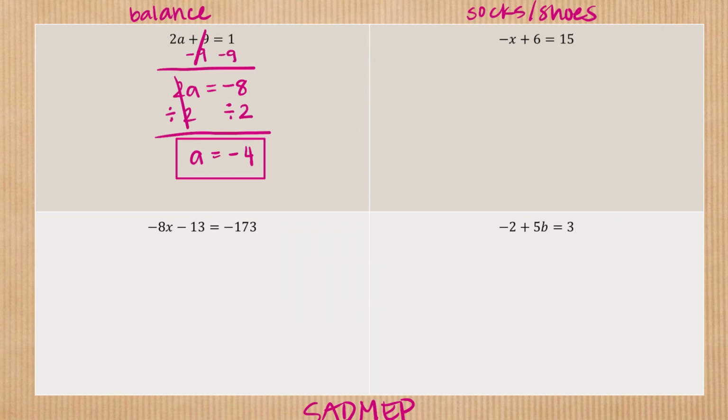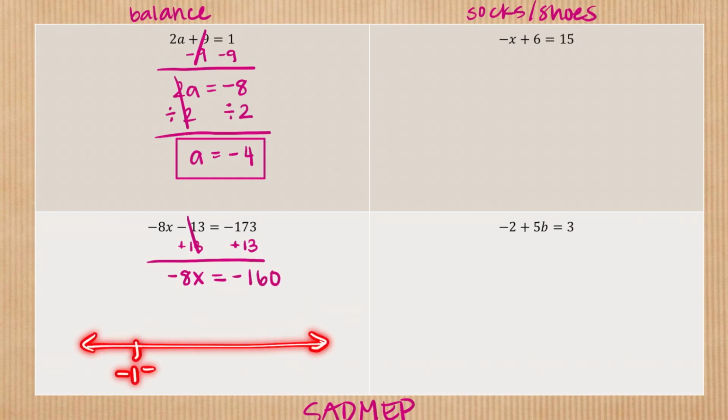We'll do another one with the balance method. So first, again, I'm going to add 13 to both sides. And be careful with negatives. They will kind of try to mess you up. So this cancels out the 13s. And -173 plus 13 becomes -160. And if you're not sure, just picture a number line with this -173, and then we move 13 spaces this way because it's becoming more positive, which becomes -160.